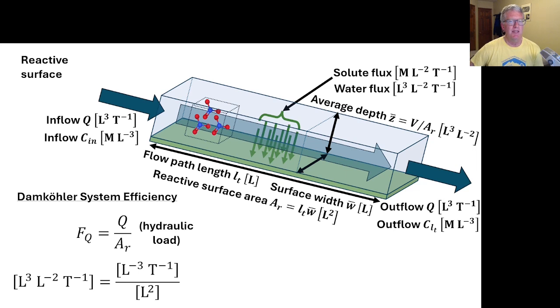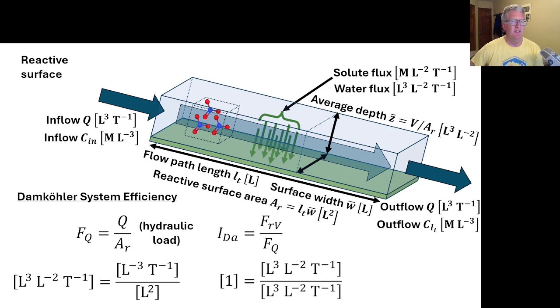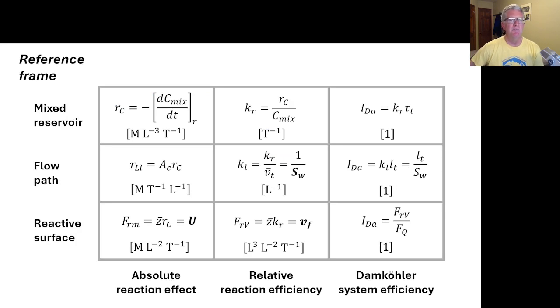The Damköhler number can then be calculated as the ratio of the volumetric reaction flux or uptake velocity to the hydraulic load. This derivation is again a dimensionless ratio, but this time it is a ratio of the volumetric flux describing reactant loss to chemical reaction versus the volumetric flux describing reactant loss to export from the system. This formulation demonstrates how the Damköhler number for a reactive surface system is the same thing as the Damköhler number for an average square unit area of the reactive surface.